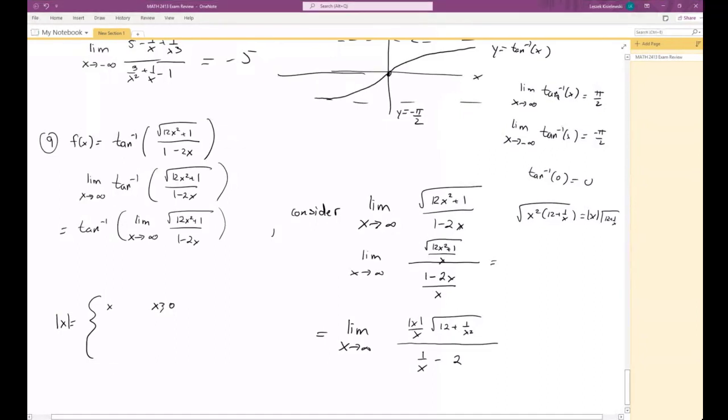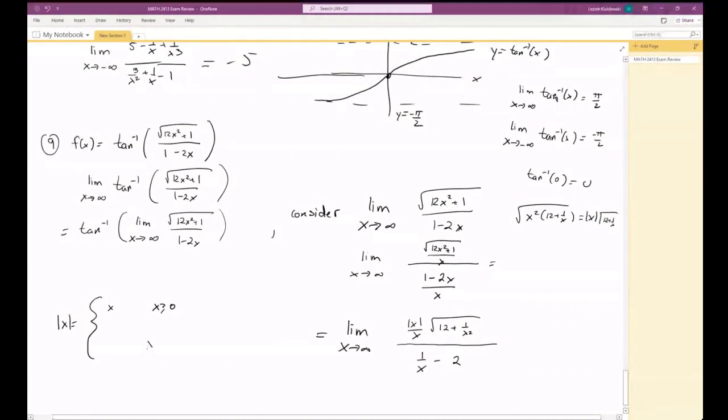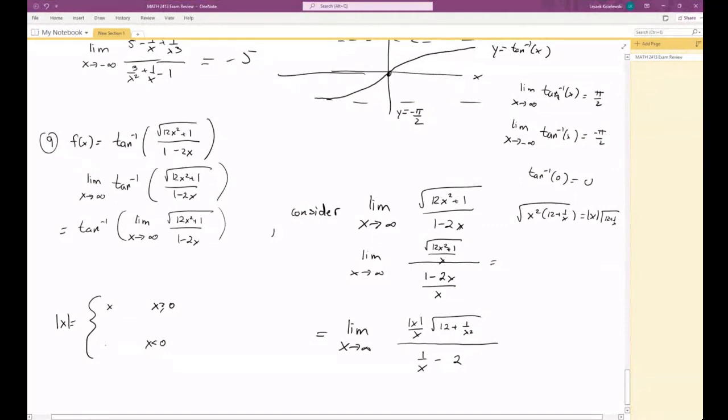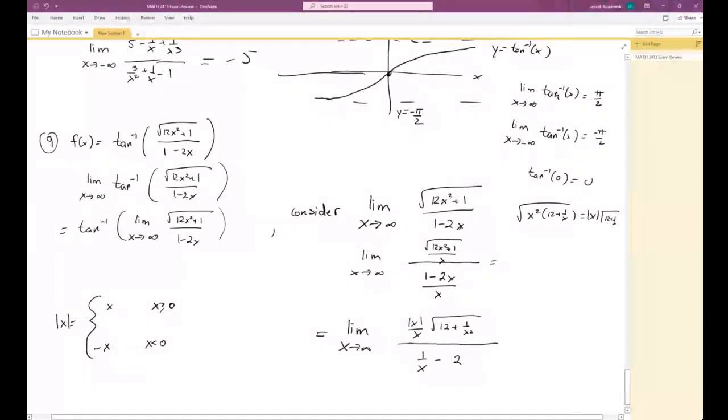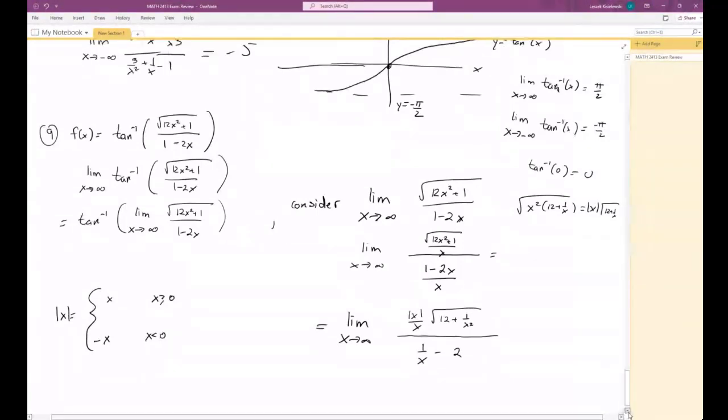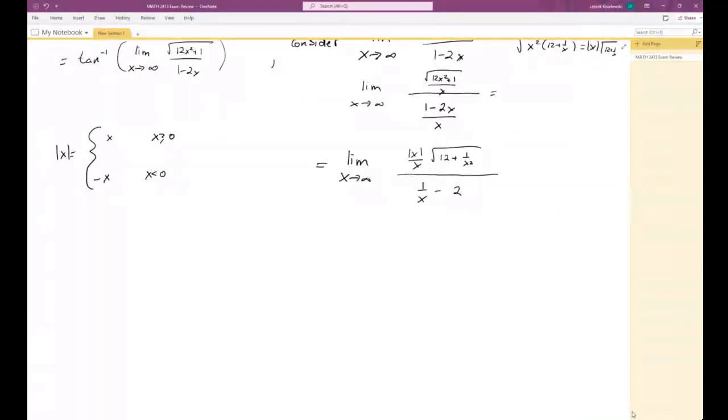I mean, x is positive, so you don't need the absolute value bars. But if x is negative, what do we need to do? Well, we need to take this x, which is known to be negative, and negate it. Right? Negating a negative number gives you positive, so it has the same effect as taking the absolute value. All right. So now we're going to reason that.